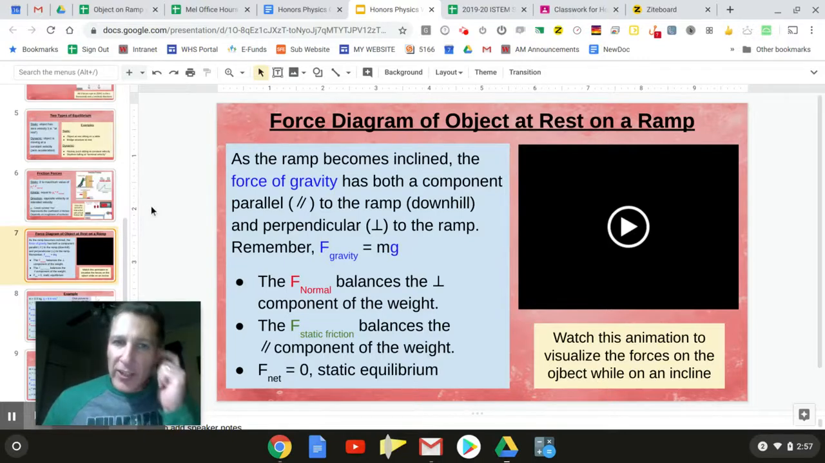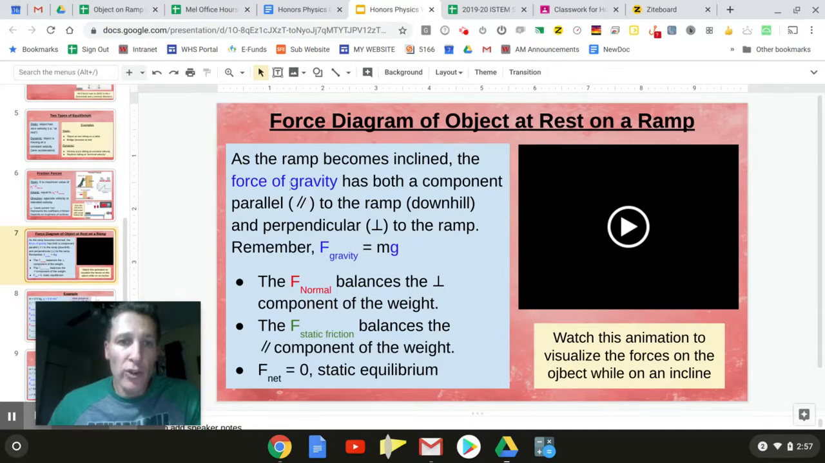Now we're going to specifically look at an object maintaining itself at rest on a ramp. If you were to put an object on a ramp and angle it upwards, and it does not slide down, that means there is enough static frictional force to keep it still. If you had a frictionless surface, the moment you pitch the incline up at any angle, the object would slide down immediately.